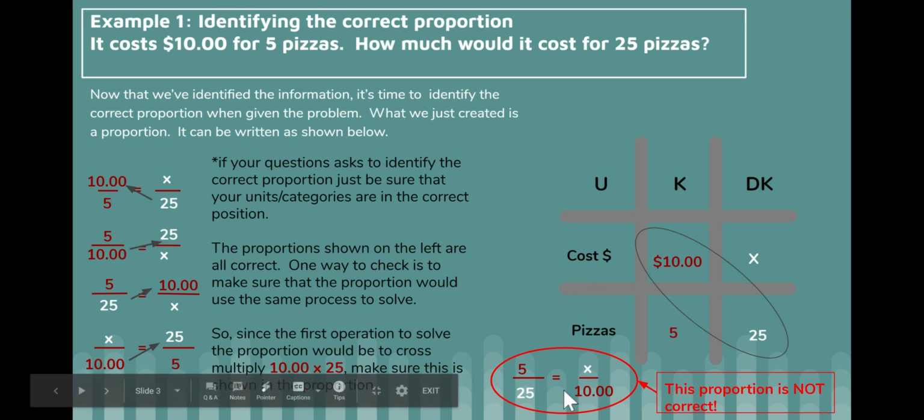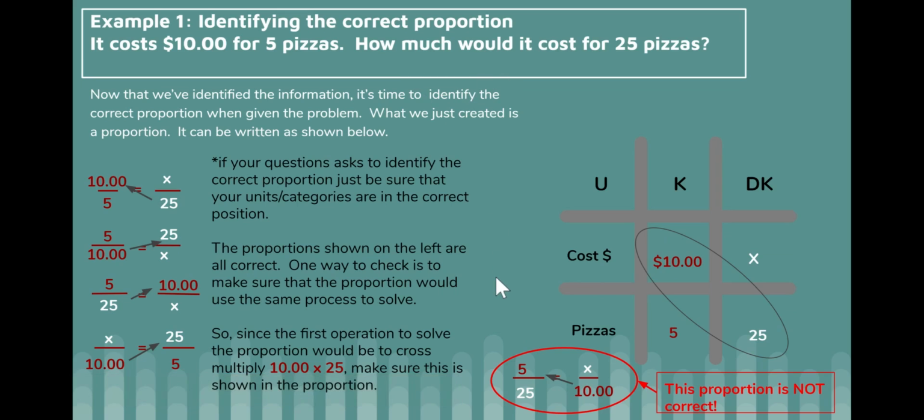When you look at the process you would do to solve this, the first step I would take is my cross multiplication. It has me cross multiplying 10 times 5. That's not what I have set up over here. That is not going to match what my question is asking me for.